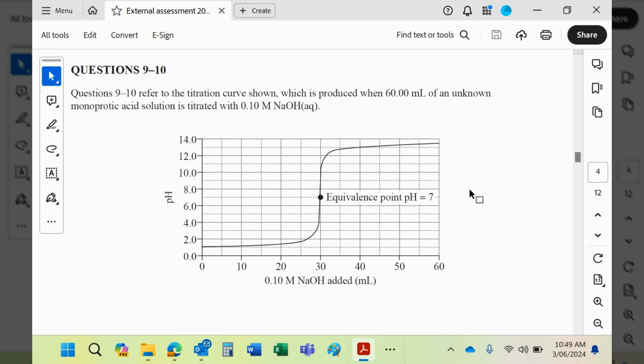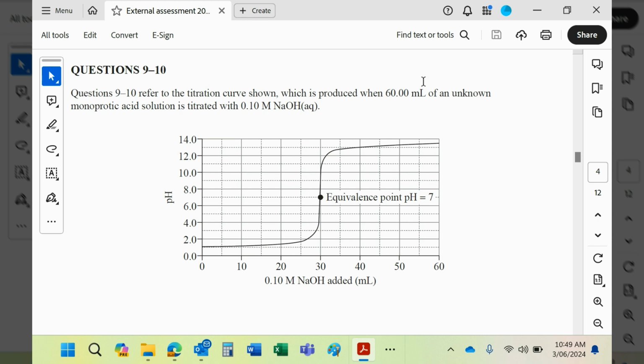We've got a titration curve, and let's see what we can deduce before we look at the questions. We start at pH 1, so it's a strong acid. We finish at pH 13, so it's a strong base, just over 13. The equivalence point, as you'd expect, would be neutral, 7, because it's strong acid and strong base. The endpoint is at 30 mL, and that's for the base. You can see the amount of acid used was 60 mL. The acid is monoprotic, the base is monobasic, so they react in a 1-to-1 ratio.